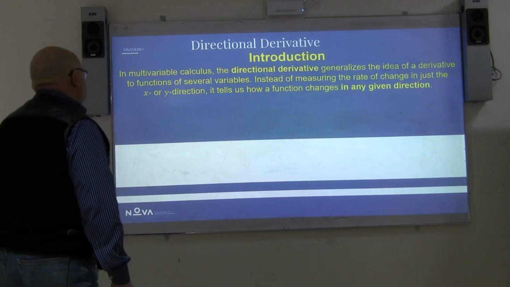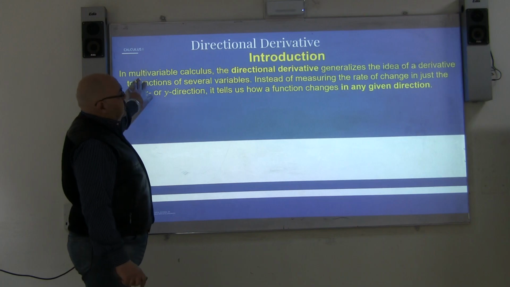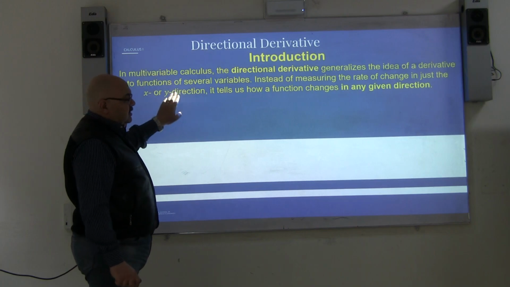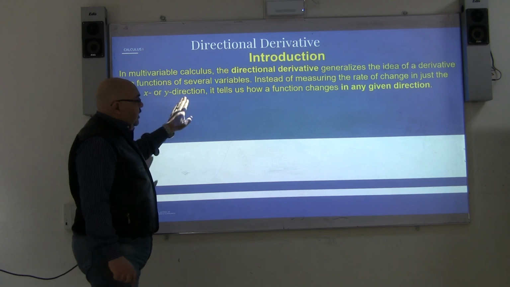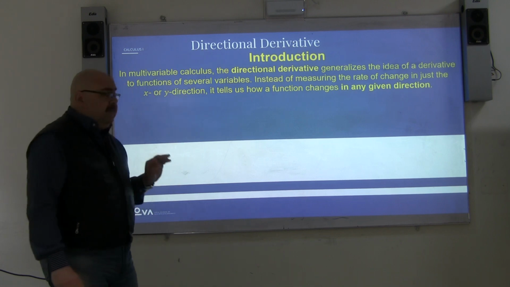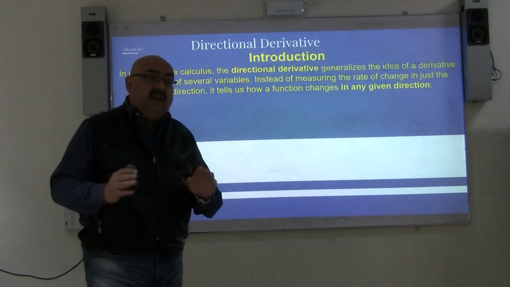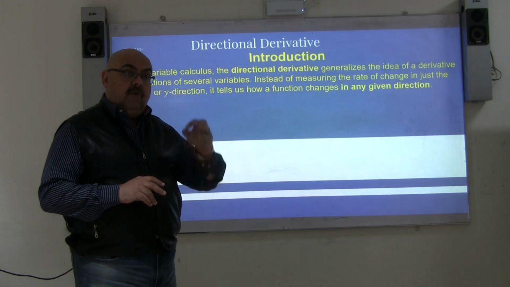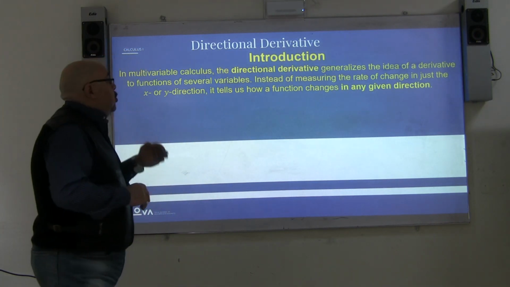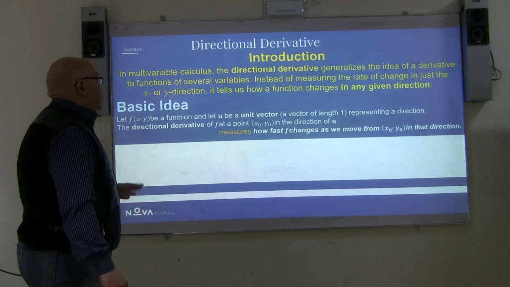I want you to understand the following: in multivariable calculus, the directional derivative generalizes the idea of a derivative of a function of several variables. But instead of measuring the rate of change in just the x and y direction, I can measure the rate of change of the output relative to any other direction. This is why we are using the directional derivative.